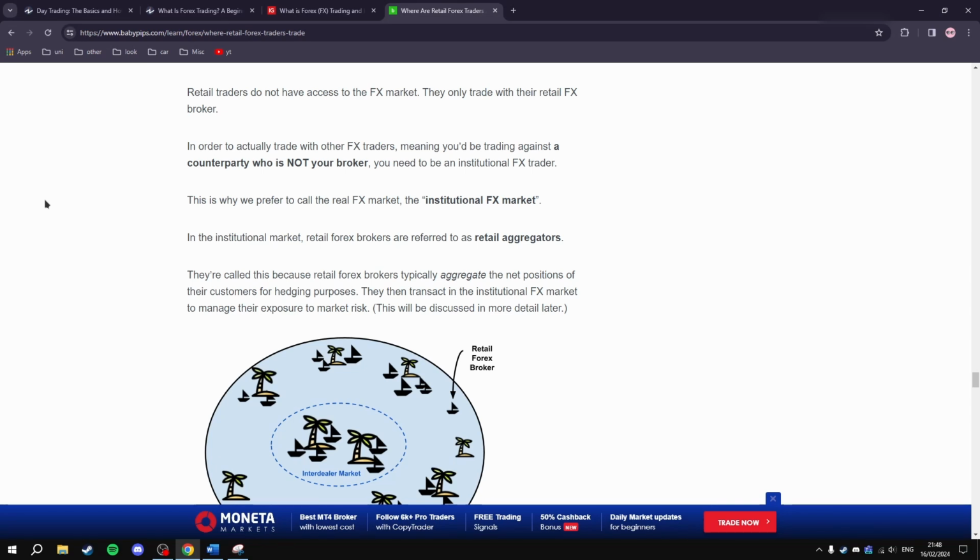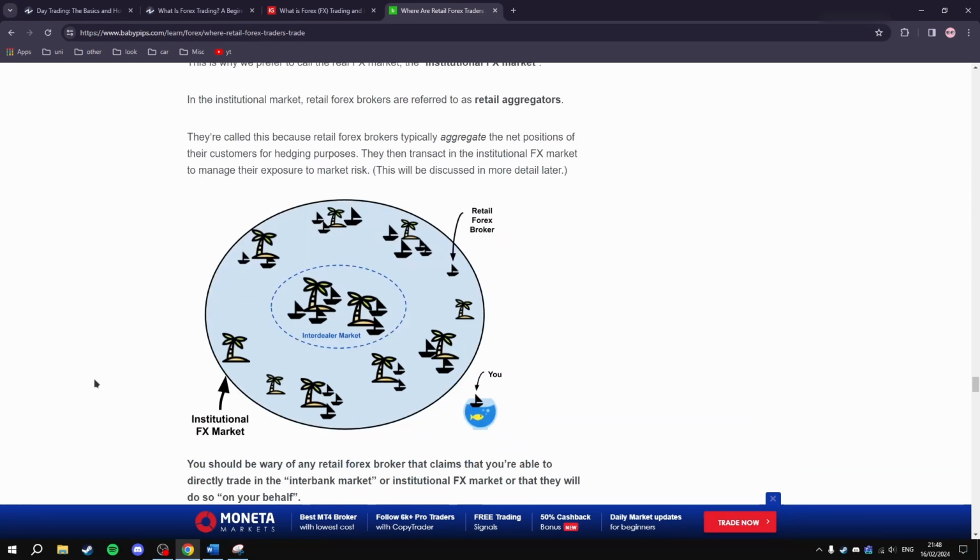In order to actually trade with the other FX traders, meaning you would be trading against a counterparty who is not your broker, you need to be an institutional FX trader. This is why we prefer to call the real FX market the institutional FX market. In the institutional market, retail forex brokers are referred to as retail aggregators. They're called this because retail forex brokers typically aggregate the net positions of their customers for hedging purposes. They then transact in the institutional FX market to manage their exposure to market risk. This will be discussed in more detail later.